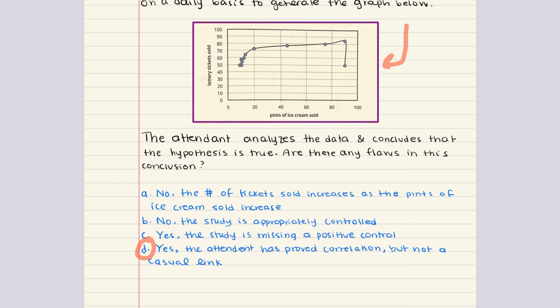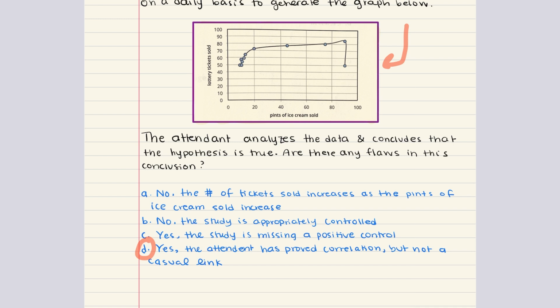So the attendance hypothesis, which claims that ingesting glucose from ice cream increases risk-taking behavior, is not directly tested by this study. The study simply tracks the quantities of ice cream and the lottery tickets sold without truly examining whether consuming ice cream specifically causes individuals to take risks like buying lottery tickets.